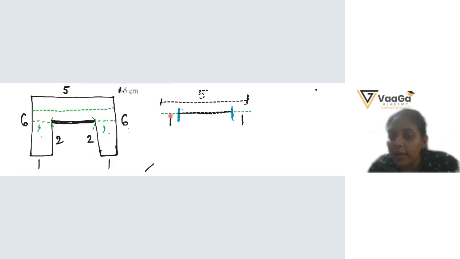What will I do? See, 5 minus 1 and minus 1. That will give me the rest of the part. So this is 3. Right? Now calculate the perimeter.